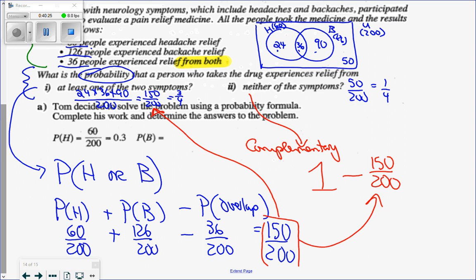Personally, for me, I like the picture of the Venn. It just makes more sense. But for some of you who are very, very formula driven, the formula works beautifully. So it's wherever your preference lies. Okay?